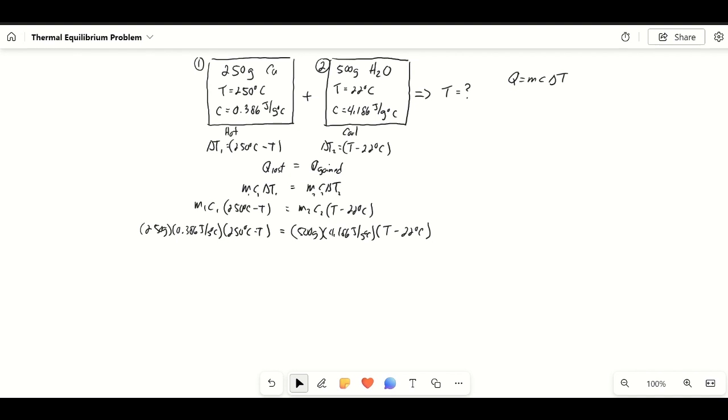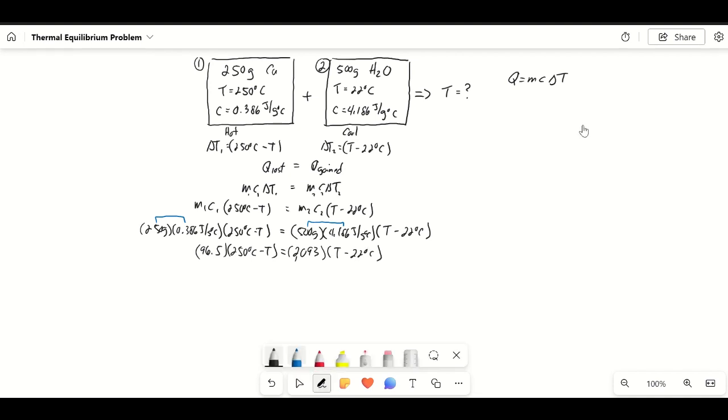So unlike most of the other problems where we should keep our units all the way through, just to simplify this, and because the units will all cancel, the only ones that we need from this point are degrees Celsius. So we're going to multiply those two numbers and those two numbers to get started. So when we multiply those together on the left side, we get 96.5, and then I still have 250 degrees Celsius minus T. On this side, I have 2093, and then I have T minus 22 degrees Celsius.